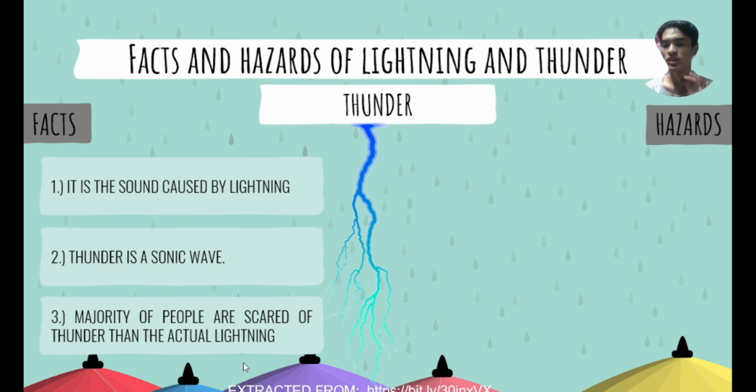Light travels faster than sound, so we see lightning before we hear thunder. The speed of light is faster than the speed of sound. Therefore, we see lightning before we hear thunder. And the closer you are to the thunder strike, the shorter the gap between the lightning and thunder.